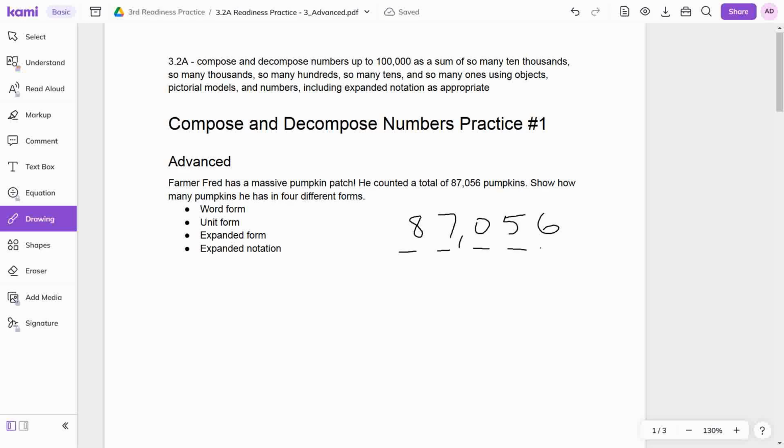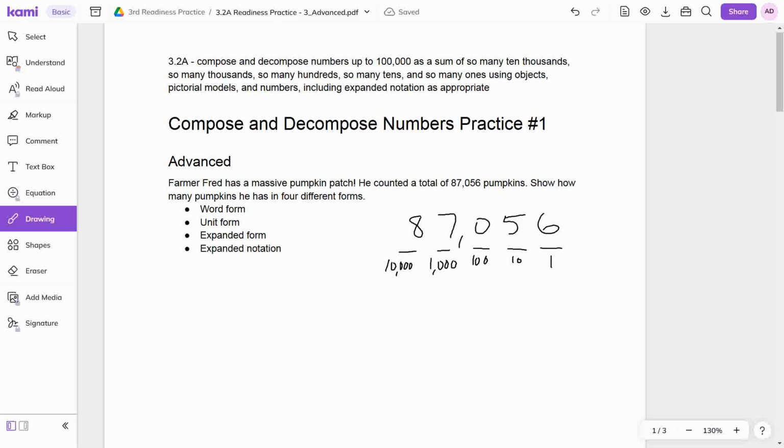Now my place value chart, what I like to do is put the value of each place underneath the digit. So the 6 is in the ones place, 5 is in the tens place, the 0, which there's nothing there, is in the hundreds place. My 7 is in my thousands place, and then my 8 is in my 10,000s place.